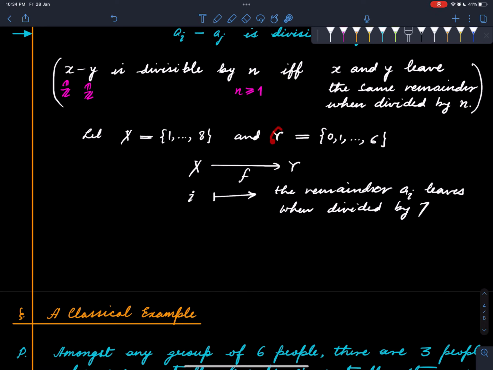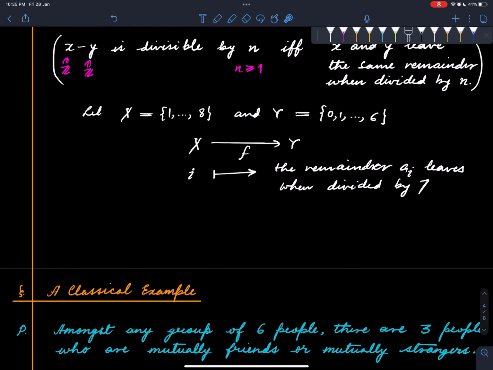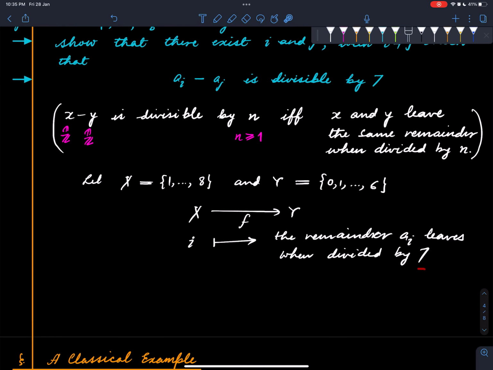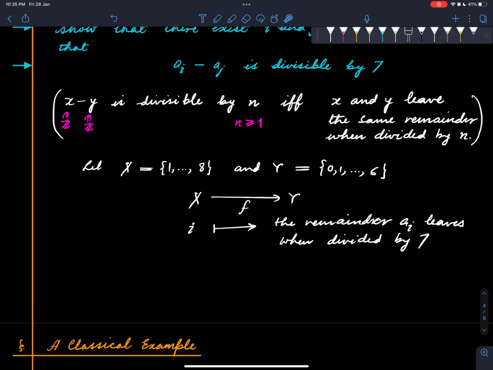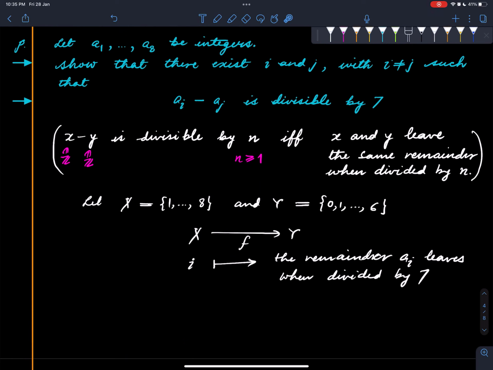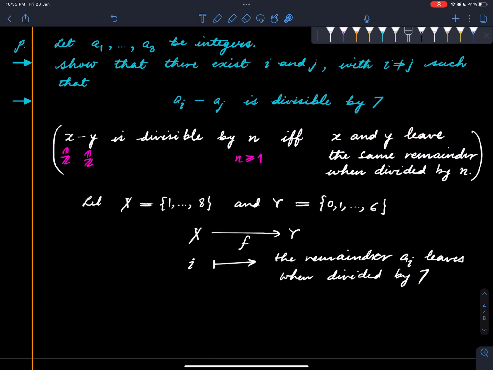So what is the set Y? The set Y is just the set of all possible remainders that an integer can leave when you divide it by 7. X is basically the collection of all the indices that you see here, and we are just sending the ith index to the remainder that ai leaves when you divide it by 7. And now by the pigeonhole principle, since X has more elements than Y, some 2 different elements in X will be mapped to the same element in Y. So there are different i and j such that ai and aj leave the same remainder when divided by 7. And therefore, by this comment, we see that ai minus aj is divisible by 7.